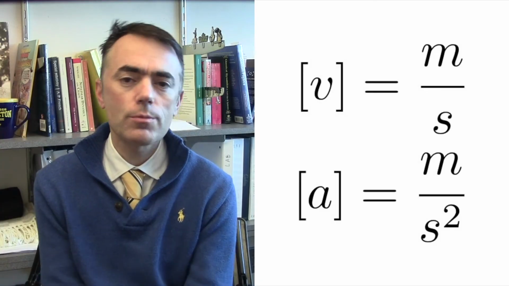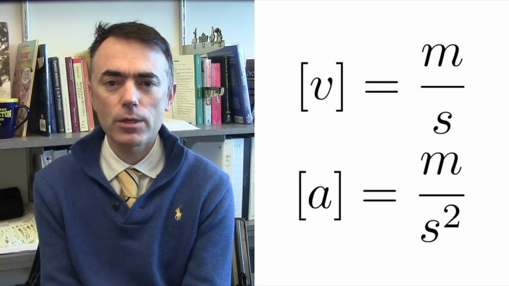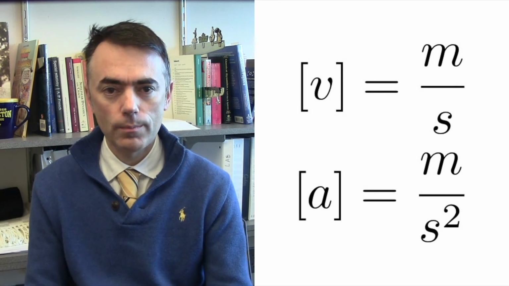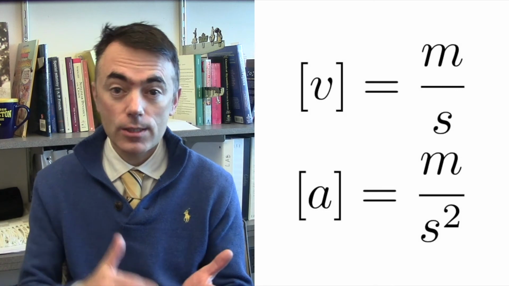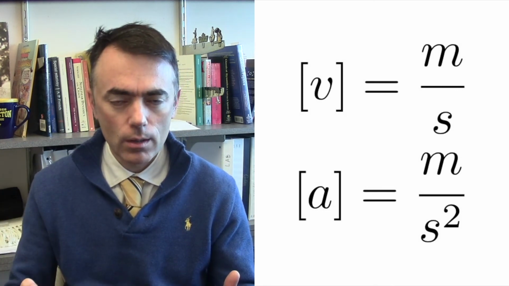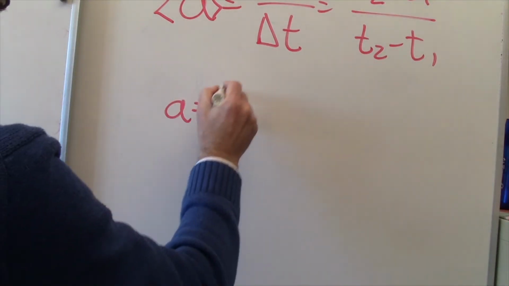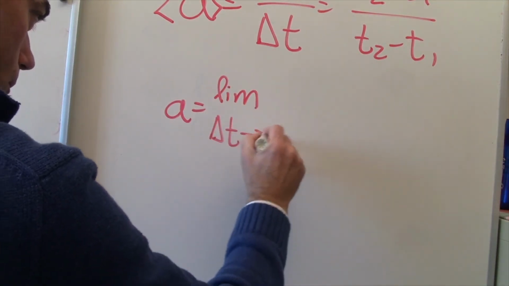If we measure the position in meters and the time in seconds, the velocity is measured in meters per second and the acceleration is measured in meters per second squared. If an acceleration is of 3 meters per second squared, this means that the velocity increases by 3 meters per second every second. The instantaneous acceleration is defined as the limit of the ratio between delta v and delta t.